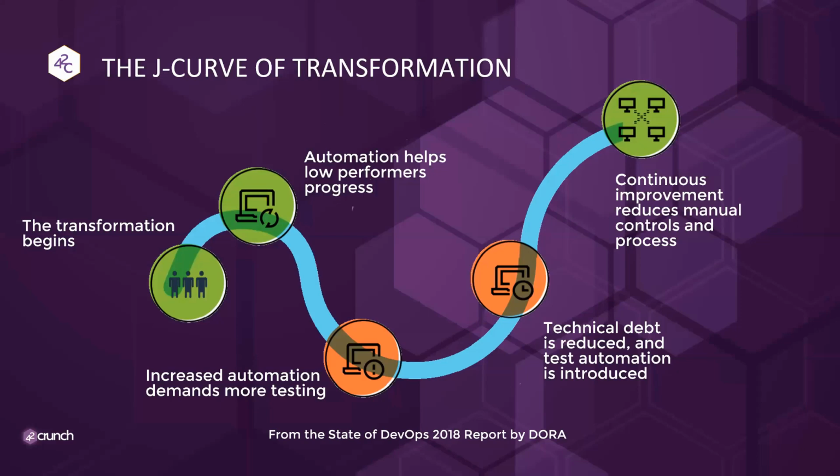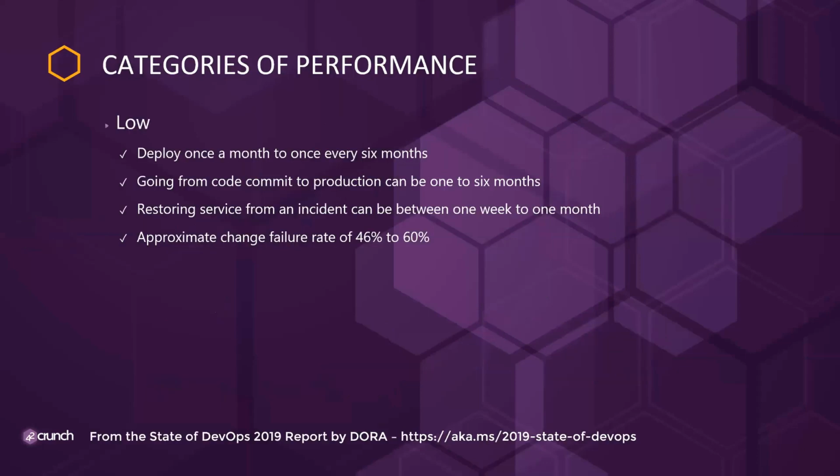Now, this J-curve is brought to you from the State of DevOps report. I call out some stuff from the State of DevOps report in 2018, 2019, and also some of the previous reports as well, so we can see a pattern of this information over time. But the State of DevOps report breaks companies into categories, right? They classify organizations as low, medium, high, or elite performers. And the differences mainly come down to the capability to deliver change.